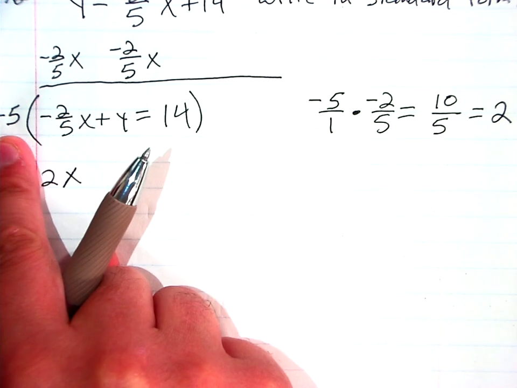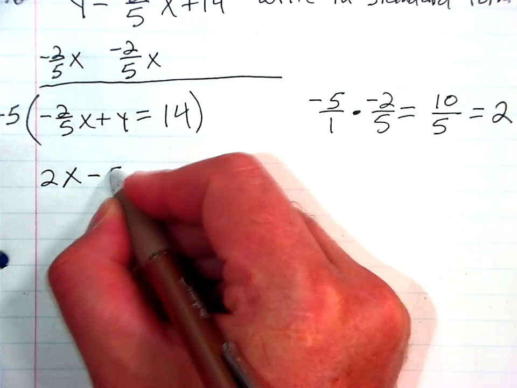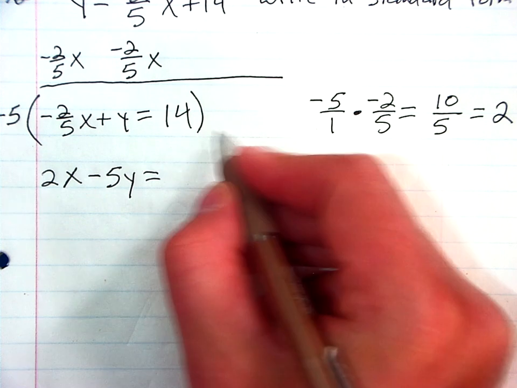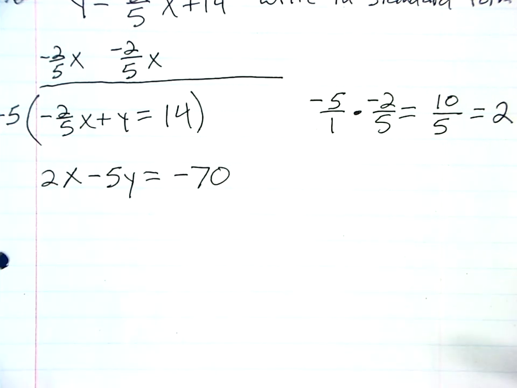All right, we're almost done. Negative 5 times y is what? And negative 5 times 14? Is that in standard form? Yes, you're done.